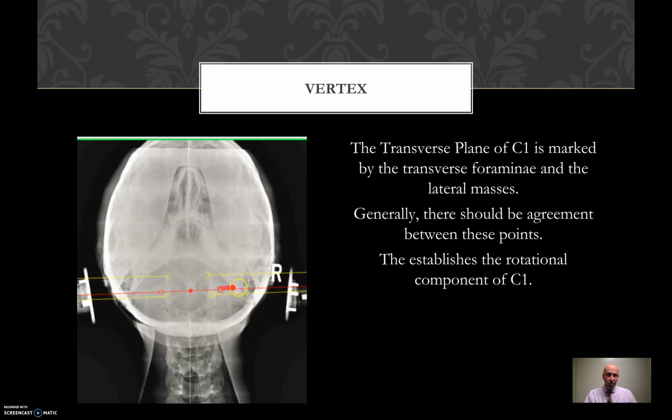And you can even bisect those and come up with a line that represents that. But in a case like this, where this is so symmetrically aligned, any one of these three lines would represent the rotational component of C1 in the transverse plane. So there should be agreement between these points. And if not, then one needs to justify, but not all transverse foramina are symmetrical. So, and we're not measuring that so much as we are what the atlas is doing. So the lateral masses is a more accurate way to measure the rotational component.